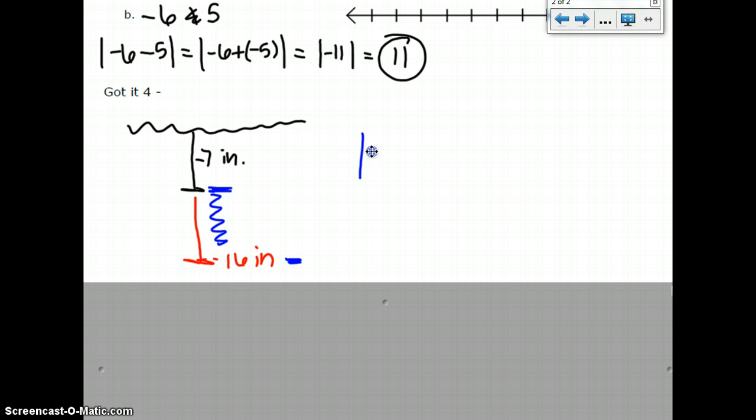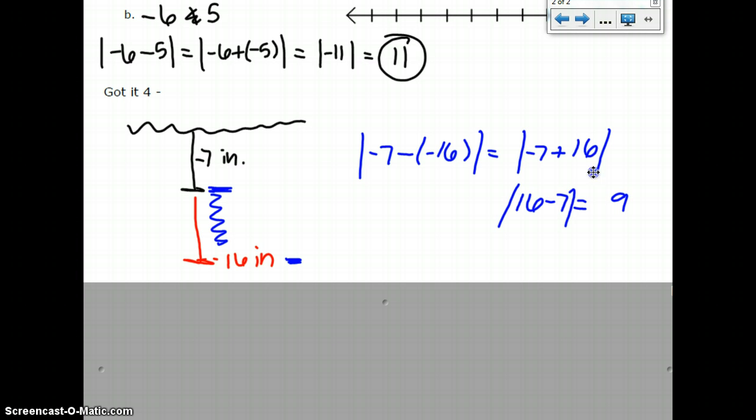So since we're finding distance, we do the absolute value of negative 7 minus the negative 16, which is the same as the absolute value of negative 7 plus 16. Okay, when we add two numbers that have different signs, we actually subtract them, then take the sign of the larger number. So we do 16 minus 7, which is 9. Remember, that's a positive 16, so this is a positive 9. The absolute value of a positive 9 is simply 9. So our answer is 9 inches.